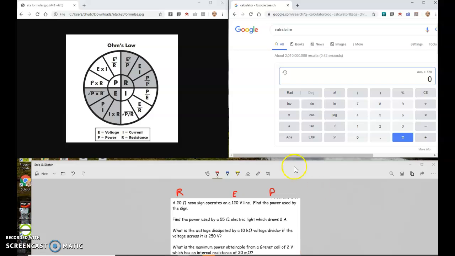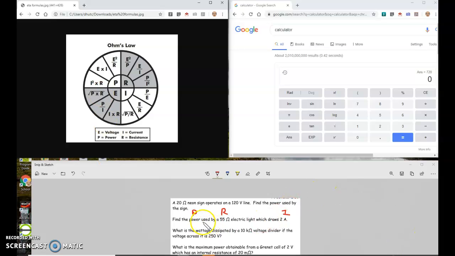Okay, let's clear that one out. Take a look at the next one. All right, and we're going to come down here, and it says find the power. Okay, again, we're finding power, P. We've got 55 ohms, which is R, and we've got current this time, which is I. So we'll come back over here to find P. This time we've got I, so it's going to be I squared times R.